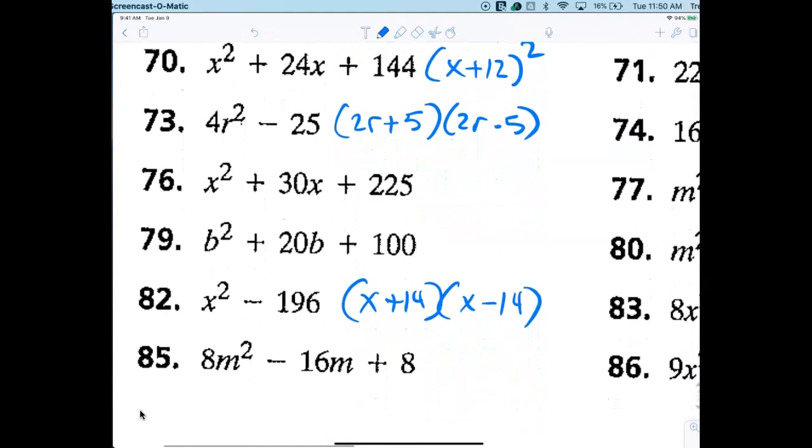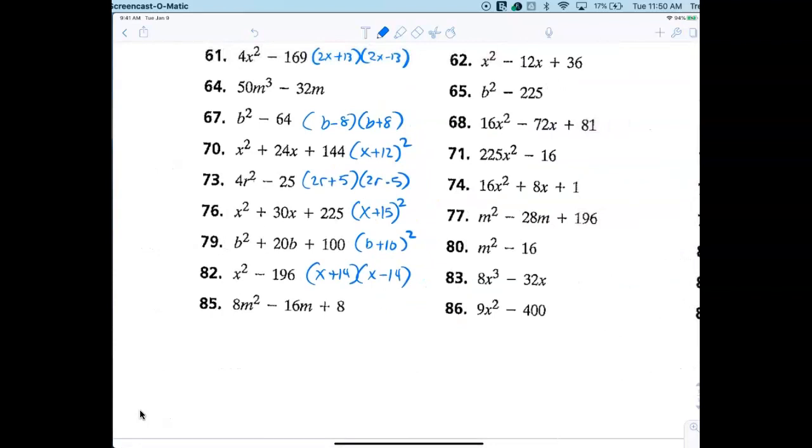Jude, you help me with 76. You are awesome, girl. X plus 15 squared. Perfect. Zayden, B plus 10 squared. You are awesome too. B plus 10 squared. Okay, so now everybody should be able to tell me that you know the difference between a perfect square and a square. Everybody good? Yes, sir.